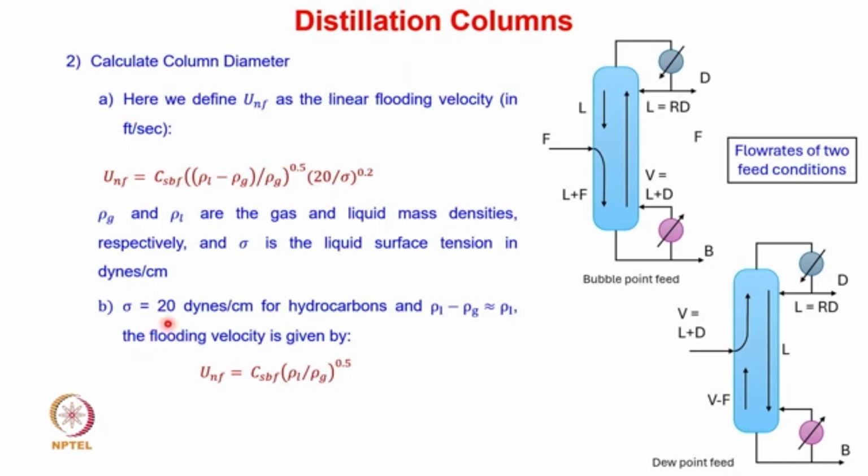If we are trying to separate hydrocarbons, typically the surface tension taken for the hydrocarbons is 20 dynes per cm. If I put sigma equals 20 here, this particular part of the equation is eliminated, and also you can see that rho L minus rho G is typically equal to rho L. So if we put that, this original equation can be simplified immensely, and we can obtain UNF is given as CSBF into rho L by rho G raised to the power 0.5, and this particular equation we can use to calculate the linear flooding velocity.